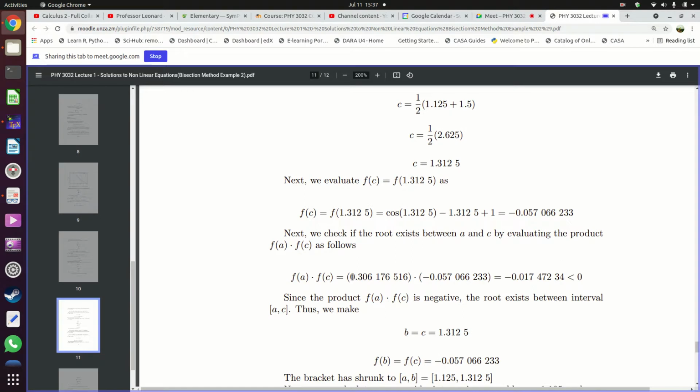We multiply this. As you can see, that is positive, multiplied by our f of C, which is what we have just worked out here. It's a negative value. So some value which is positive multiplied by some value which is negative, you're going to get a negative, like this: negative 0.01747234. This is less than 0. So this means that between A and C, our function has crossed the x-axis. Is that clear?